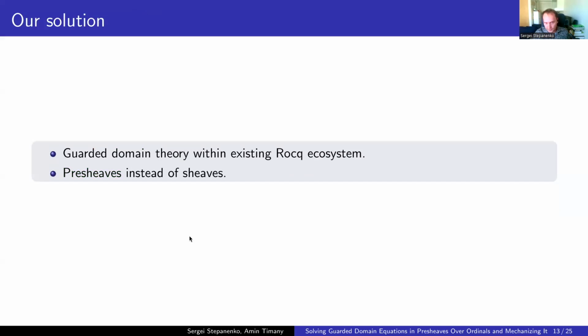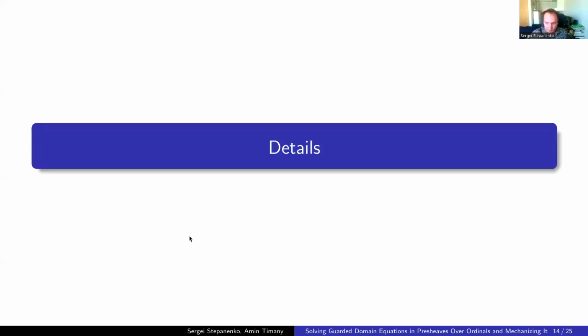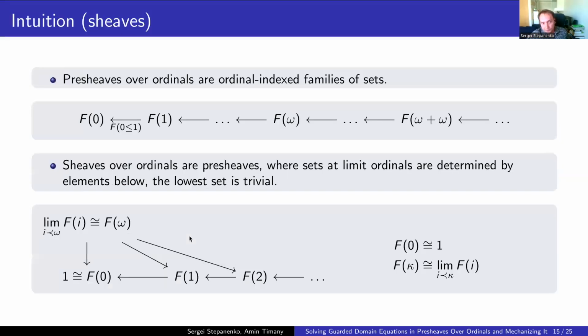And our solution is to implement everything with presheaves and try to do it in the Coq proof assistant, preferably with no admits. And a small spoiler, that was a success. And now I'm going to briefly go over the details of this work and describe the intuition behind it.